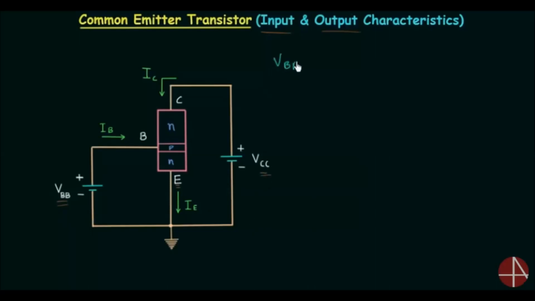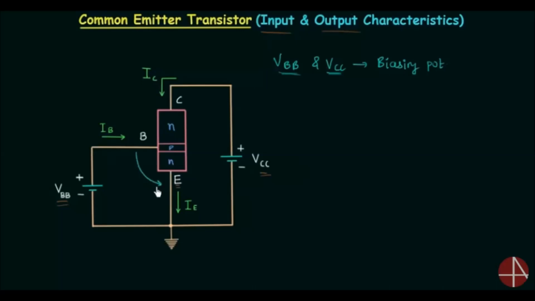I will write this down. VBB and VCC are the biasing potentials. VBB is used to forward bias the emitter base junction, and VCC is used to reverse bias the collector base junction. IB is the input current and IC is the output current.